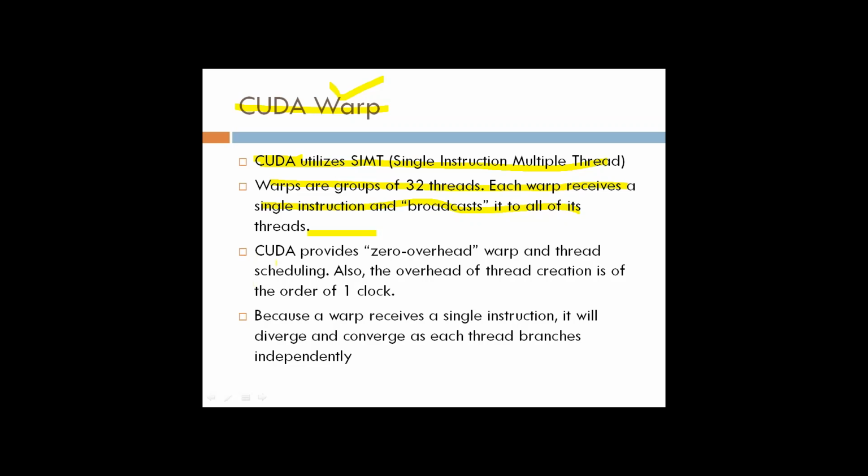So CUDA provides zero overhead warp and thread scheduling. Also, the overhead of thread creation is of the order of 1 clock. Because a warp receives a single instruction, it will diverge and converge as each thread branches independently.